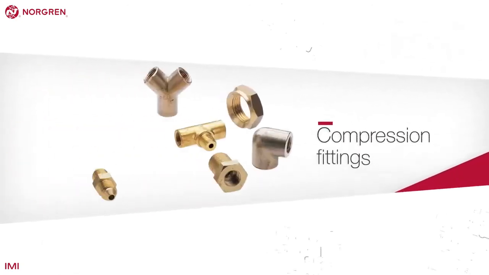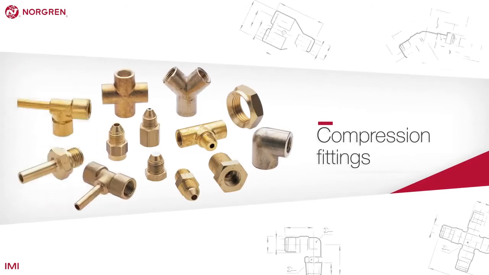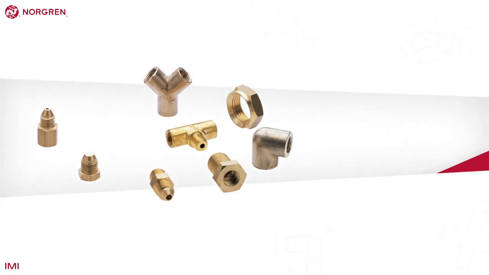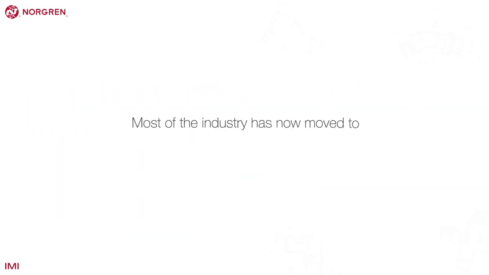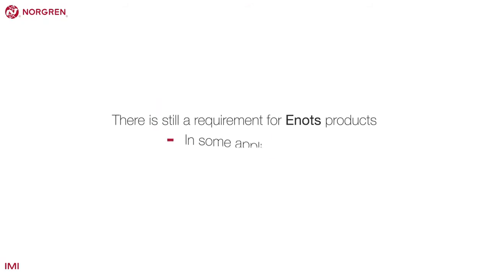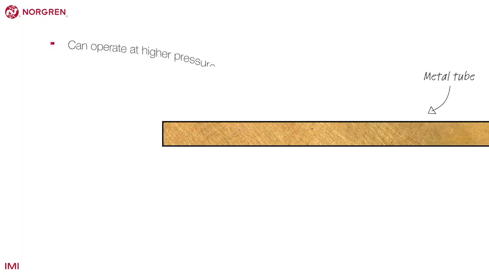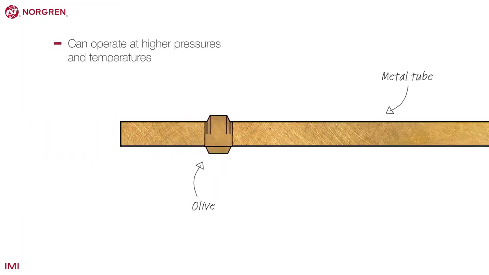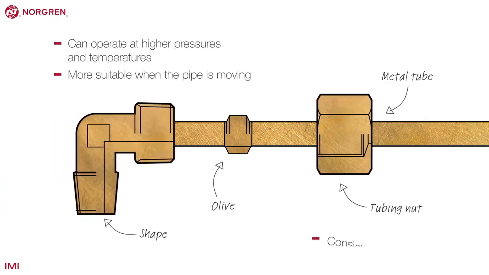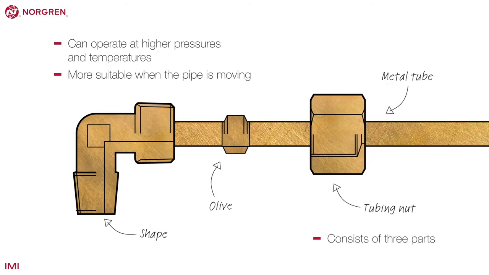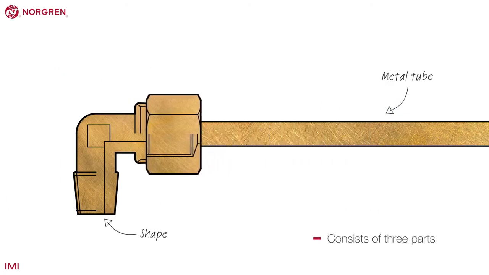Although they can be used with plastic tubing, all metal tubing requires the use of compression fittings, strong parts made from brass. Norgren products are known as E-knots fittings. Most of the industry has now moved to push-in fittings, but there is still a requirement for these products in some applications and where metal tubing is used. For example, E-knots fittings can operate at higher pressures and temperatures than push-in fittings and are more suitable when the pipe is moving. A standard compression fitting consists of 3 parts that can be purchased individually or as a set.